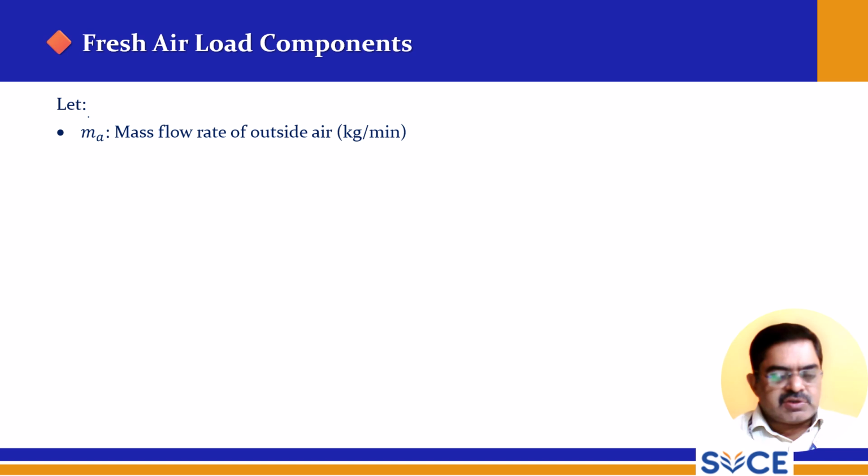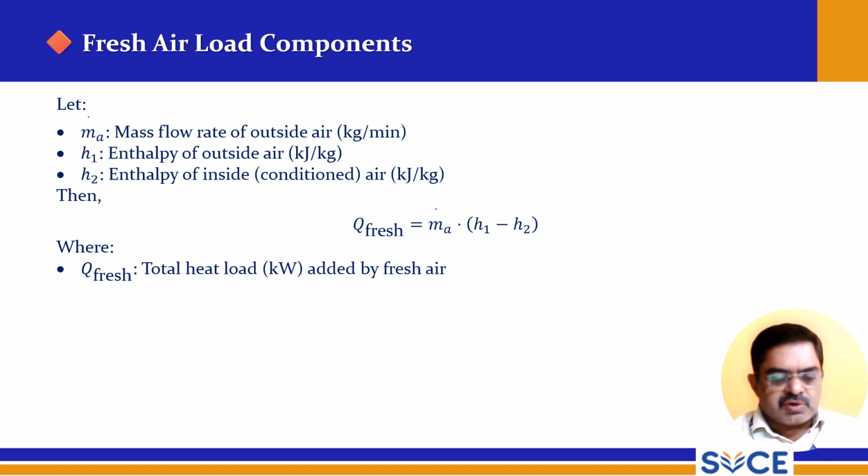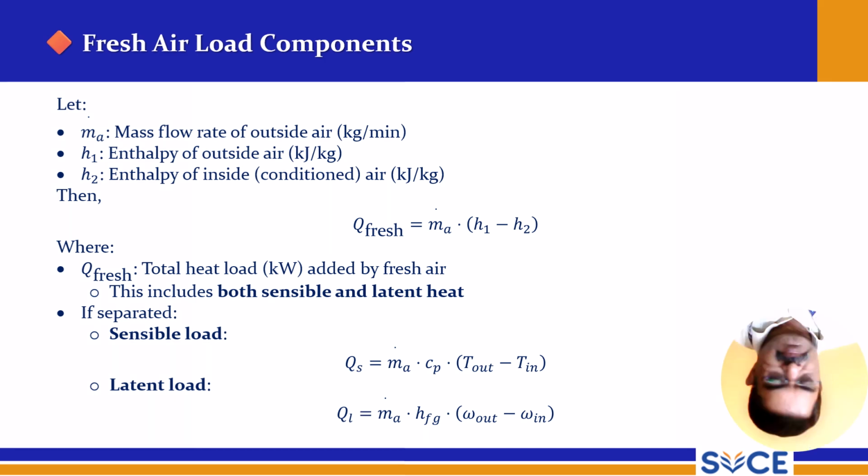And fresh air components: Ma is the mass flow rate of outside air, H1 is the enthalpy of outside air, H2 is the enthalpy of inside conditioned air, and then Q fresh equals Ma into (H1 minus H2), where Q fresh is the total heat load added by fresh air. This indicates both sensible and latent heat. If separated, then sensible load Qs equals Ma into Cp into (T out minus T in). The latent load QL equals Ma into hfg into (W out minus W in).